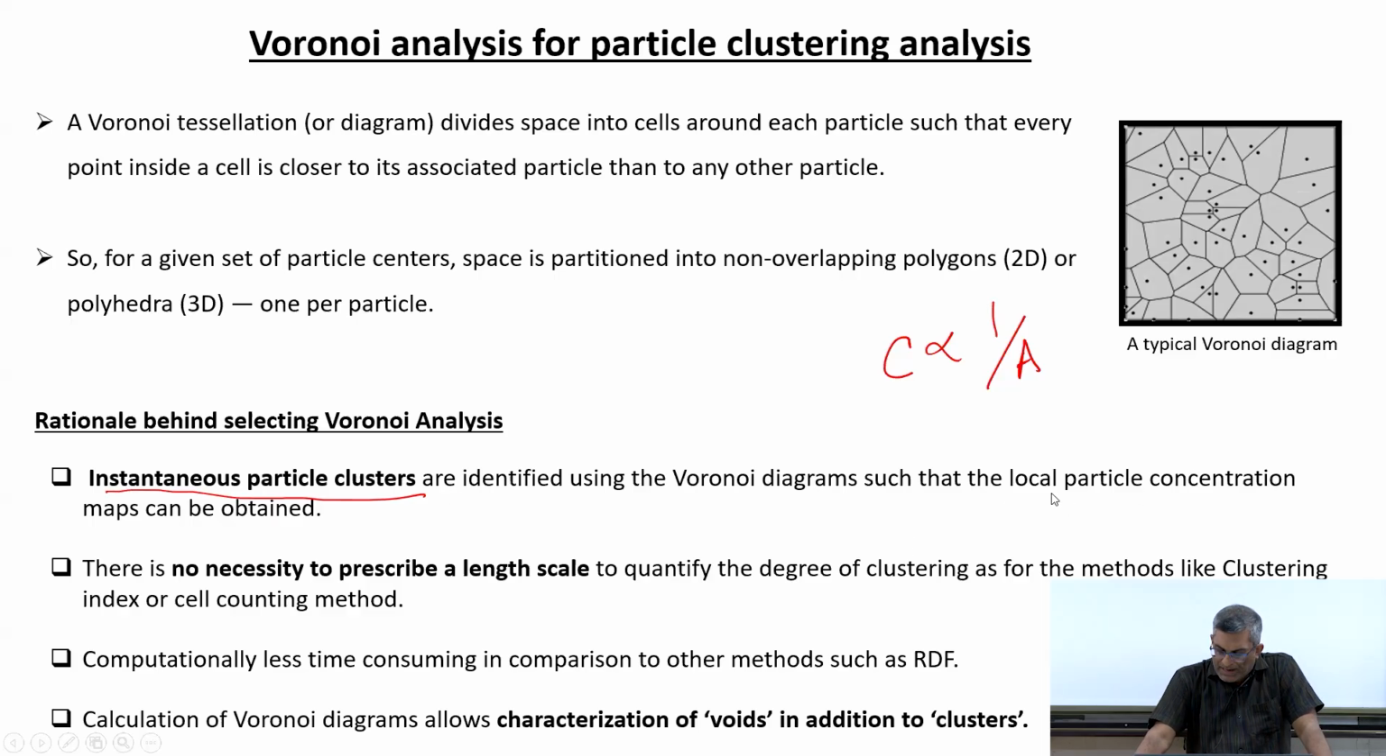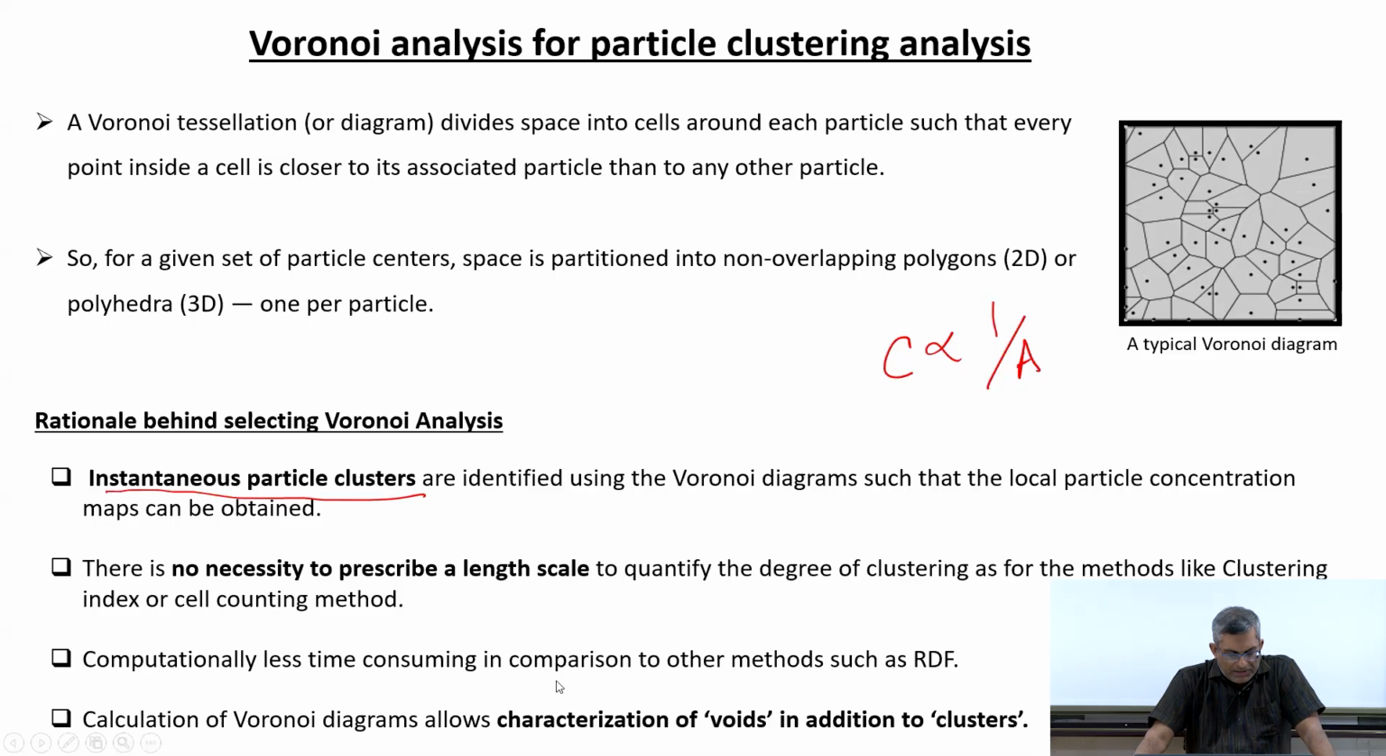So, we can get a local particle concentration map, as I mentioned. And there is no necessity to prescribe a length scale. We do not have to prescribe a scale a priori, like in the case of the D parameter. This comes out of the analysis itself.